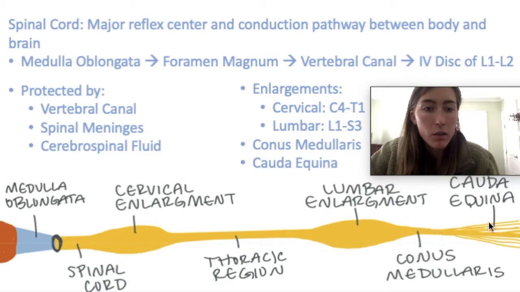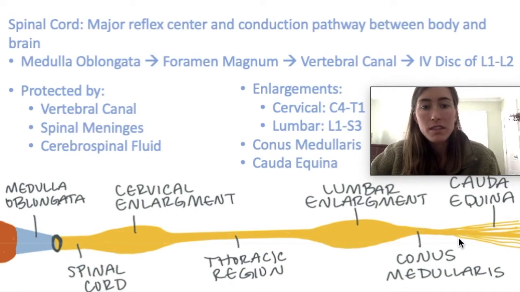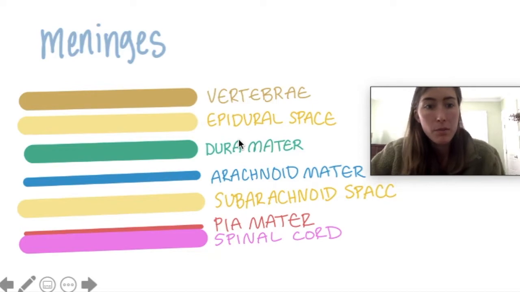Then the cauda equina is the extension of the spinal cord, made up of dorsal and ventral roots, descending to exit their appropriate vertebral levels. And it's housed in the lumbar cistern, which is a site for lumbar punctures. The meninges are the coverings of the spinal cord that surround, support, and protect the cord and nerve roots.